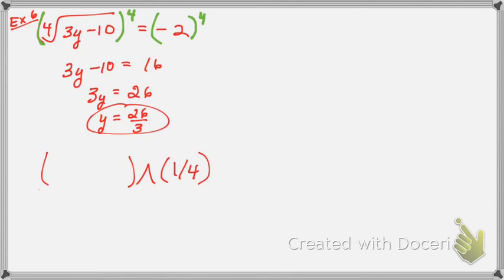So let's see, my quantity was the 4th root of 3 times 26 thirds minus 10. What do you get if you take a 4th root? Do you get negative 2? What happens? It's positive 2. Okay, so when I plug this in my calculator, I get a positive 2. I don't get a negative 2, I get a positive 2.